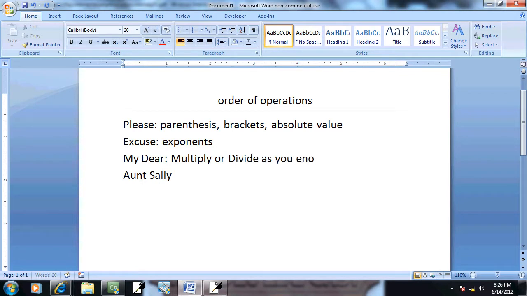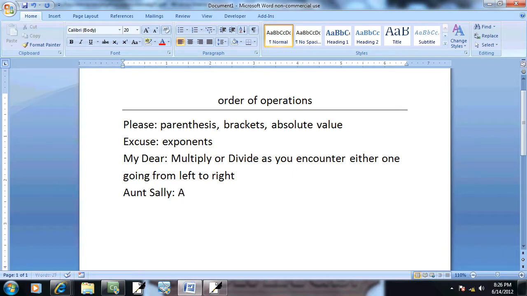as you encounter either one going from left to right. Now this does not say you go through and do all your multiplication first, then go through and do all your division. You do either one as you encounter from left to right.